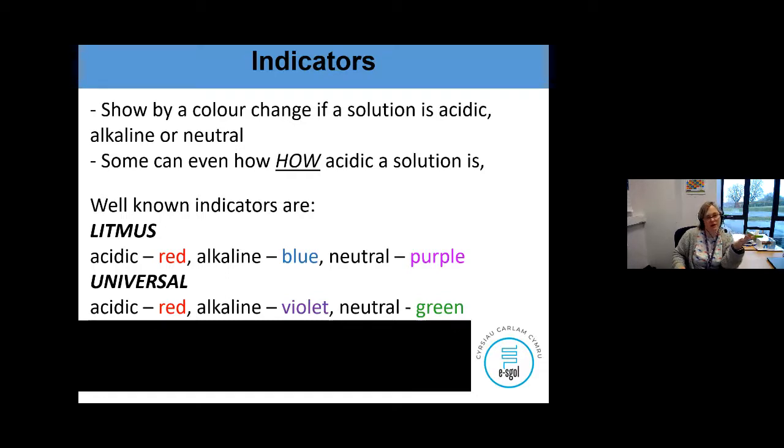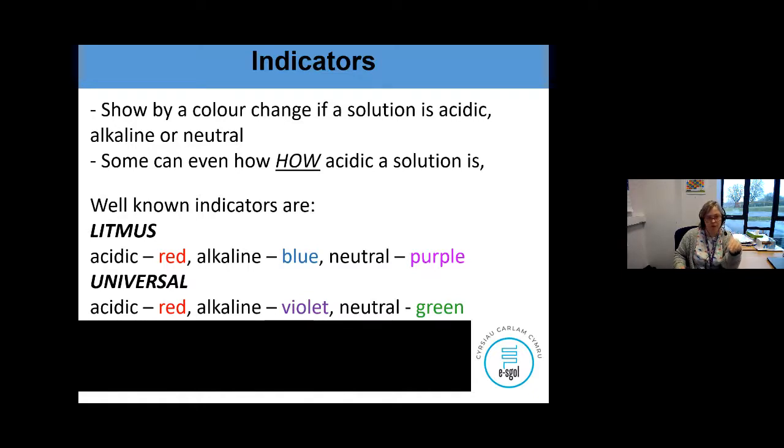So in year 7 we start with the basics, so we let them loose on litmus in year 7. I'm sure you all were as well. Now that means if it's acidic, it's red. If it's alkaline, it's blue. Rarely known fact that litmus, if it's neutral, it's actually purple.